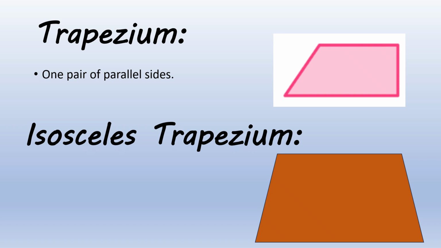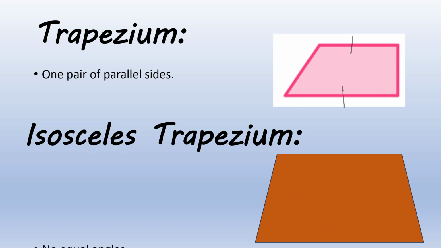So one pair of parallel sides, these two will be parallel. Parallel means what? They are going in the same direction. Okay. There is a difference between equal and parallel. If I'm saying parallel, it doesn't mean they are equal. Parallel means they are going in the same direction, they are facing the same direction.